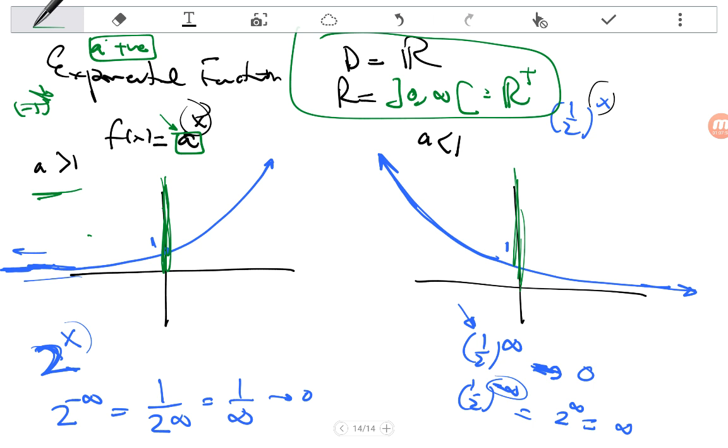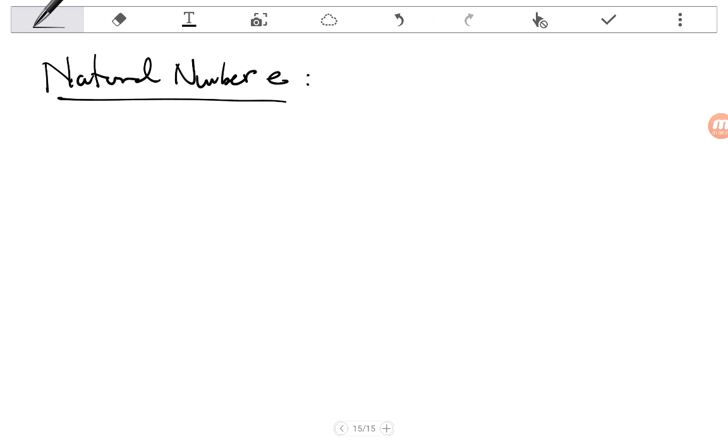The output of exponential is always positive. Also we have, yes, the natural number e.